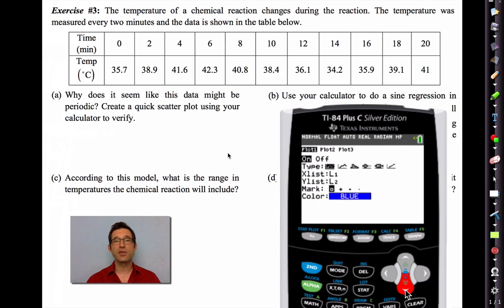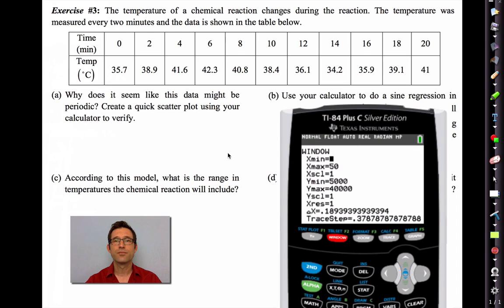Now at this point, actually, the calculator is more or less ready to make a stat plot. But we should do a couple more things. Number 1, let's deal with the window. Go into the window. Let's set our x minimum to be 0. And let's set our x maximum to be 20. That's pretty easy, actually, based on the table.